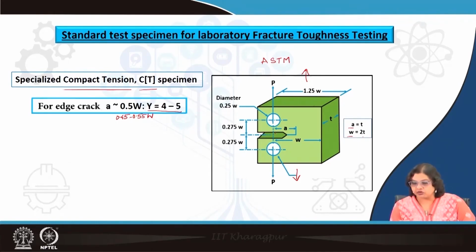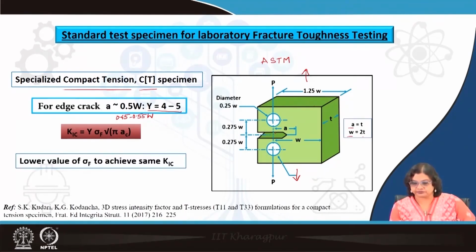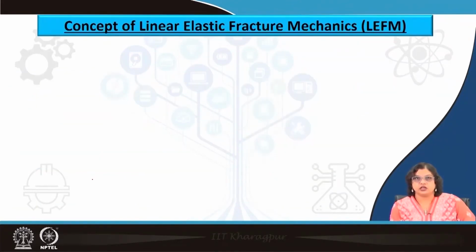Okay, so that is particularly the reason that we use the compact tension specimen for lab scale fracture toughness testing, so that we can achieve the K1C condition with lower load or stress, so that we can use low load capacity machines. Okay. So, with this, the concept of linear elastic fracture mechanics is considered as follows.